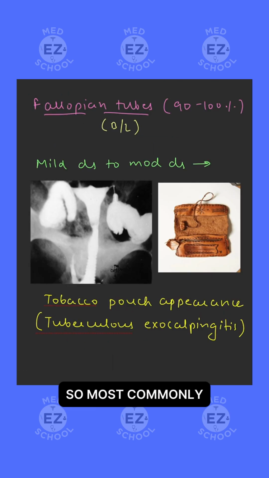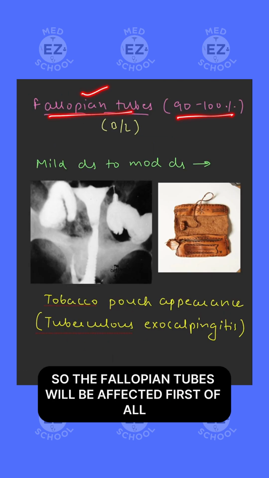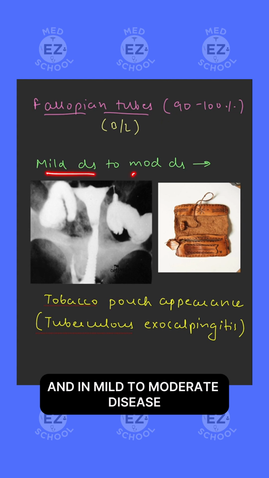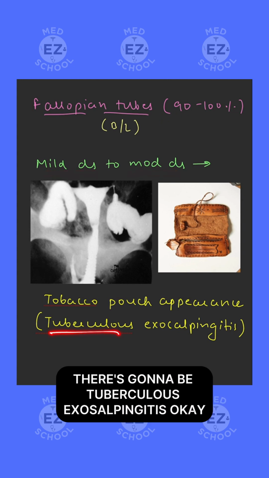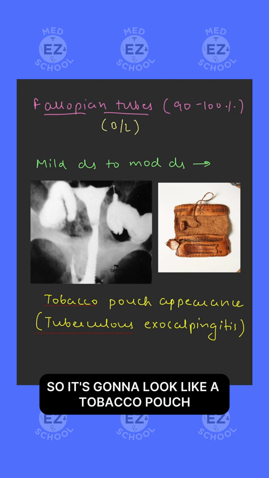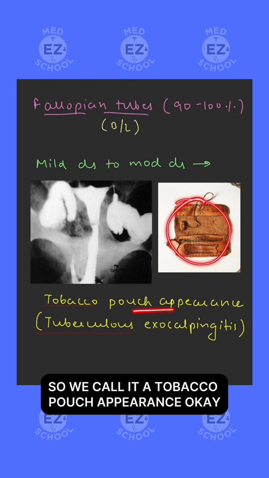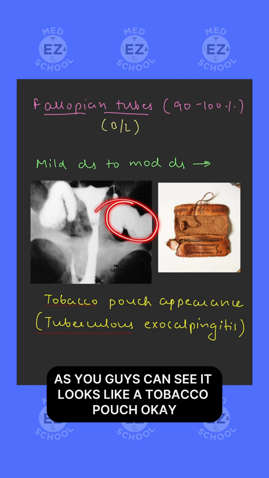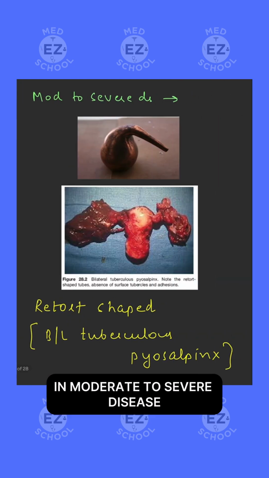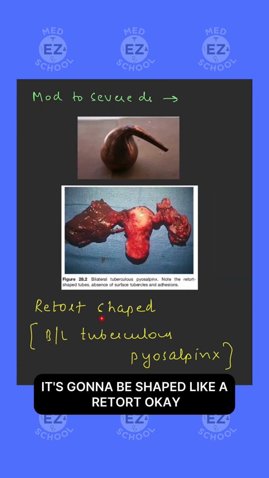Most commonly, the fallopian tubes will be affected first of all, and in mild to moderate disease, there's going to be tuberculous exosalpingitis, okay? It's going to look like a tobacco pouch, so we call it a tobacco pouch appearance, okay? As you guys can see, it looks like a tobacco pouch, okay? In moderate to severe disease, it's going to be shaped like a retort, okay?